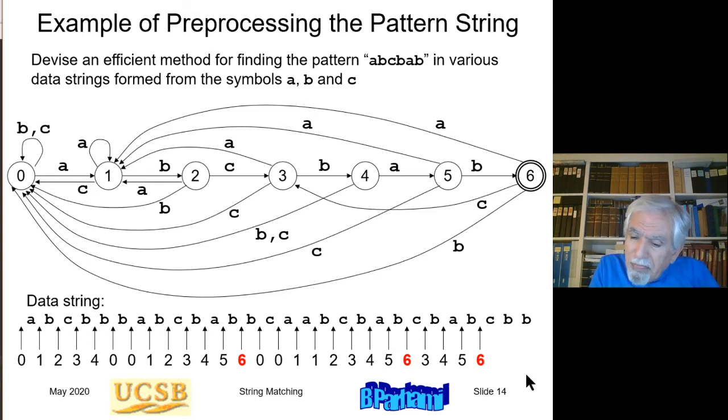All right? So I identified all three occurrences of the pattern string ABCBAB by just traversing the data string once from beginning to end. There was no repetition involved, okay? Each symbol was examined just once with the help of this state machine.